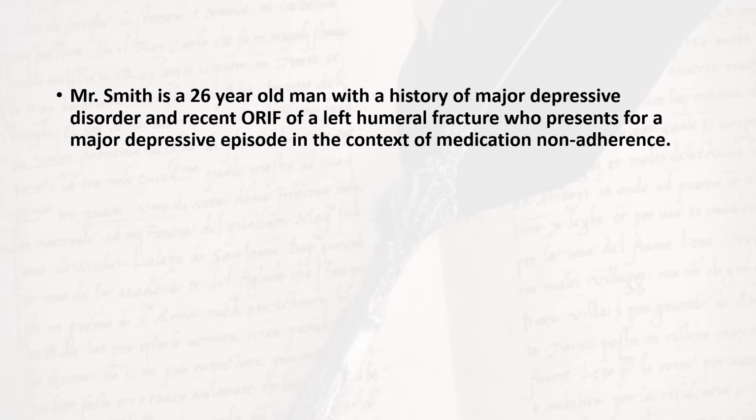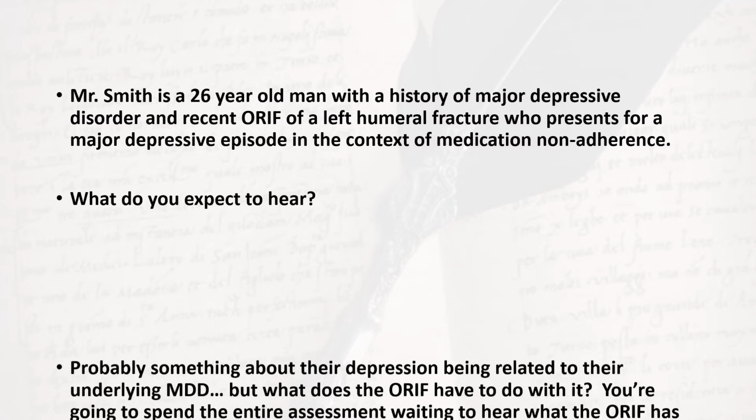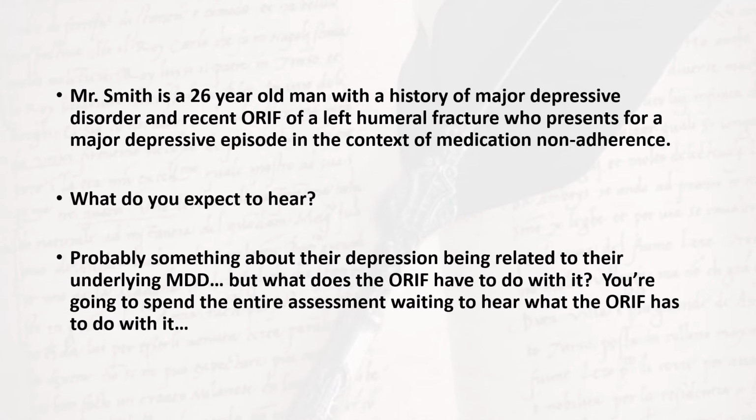Now you hear: Mr. Smith is a 26-year-old man with a history of major depressive disorder and a recent open reduction internal fixation of a left humeral fracture, who presents for a major depressive episode in the context of medication non-adherence. So now what do you expect to hear? You probably expect to hear something about their depression being related to their underlying MDD, but I'm sitting there listening for, what does the ORIF have to do with it? Why did you tell me they just had this surgery?